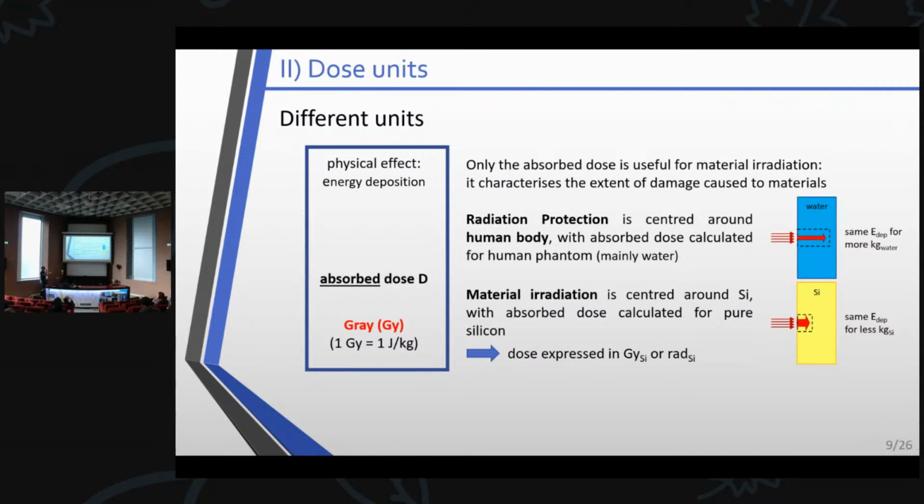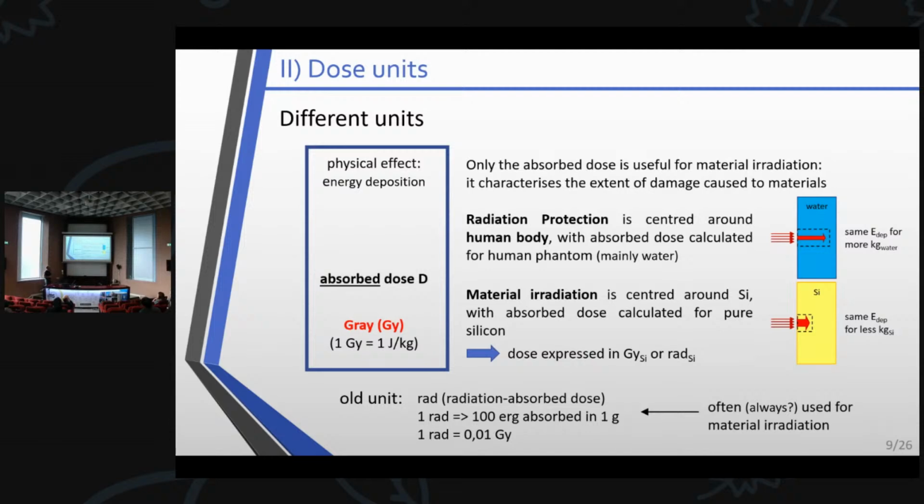So I precise that because you guys like to use a very old unit, which is the rad. So it's a radiation absorbed dose, and it is based on an old energy unit, which is the erg. So a rad is 100 erg absorbed in 1 gram. And the conversion factor between gray and rad is a factor of 100. And this is this rad unit which is used in material irradiation. And I want to advise you to switch to the new world with the gray, but okay.